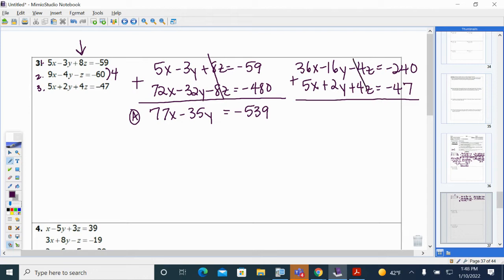So 36x plus 5x is 41x. Negative 16y plus 2y is a negative 14y equals negative 240 plus negative 47 is negative 287. And that's equation B. Okay, so here again, the hard part at this point is saying, okay, do I want to eliminate the x's or do I want to eliminate the y's? And I'm thinking the y's are going to be your best bet.